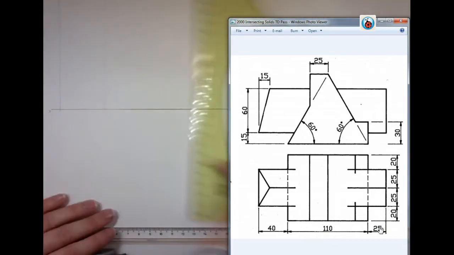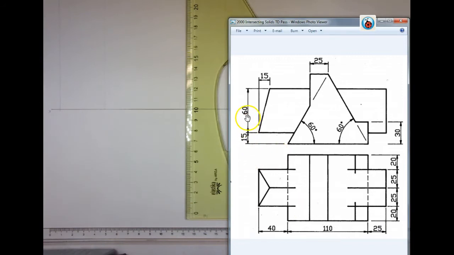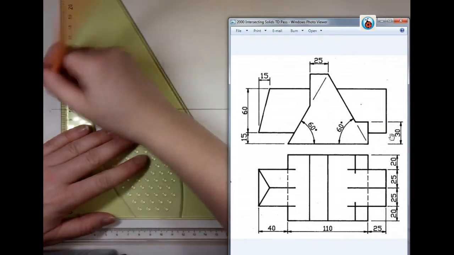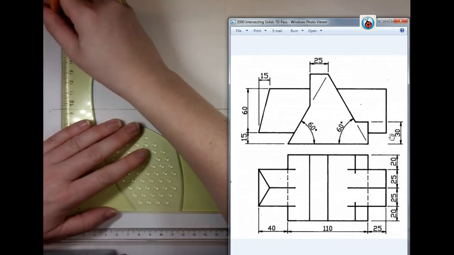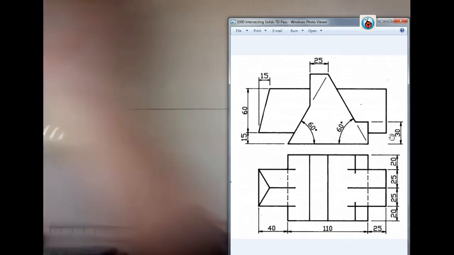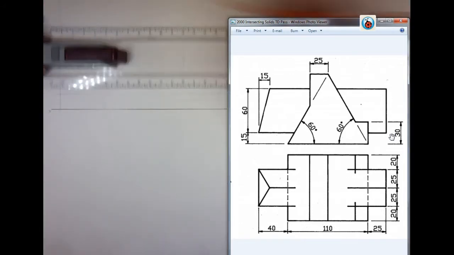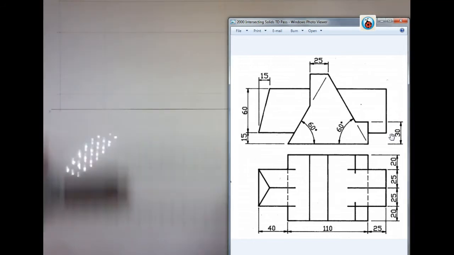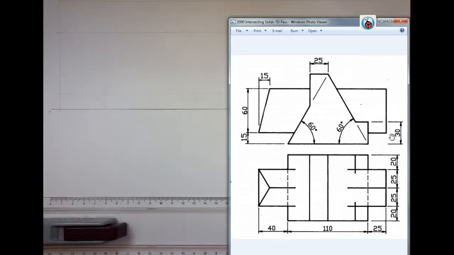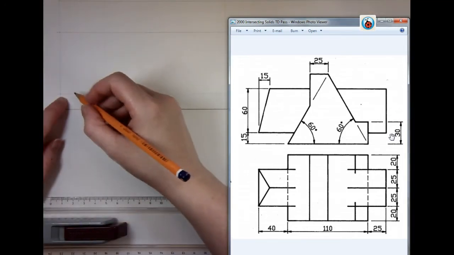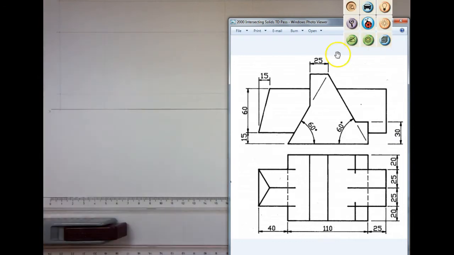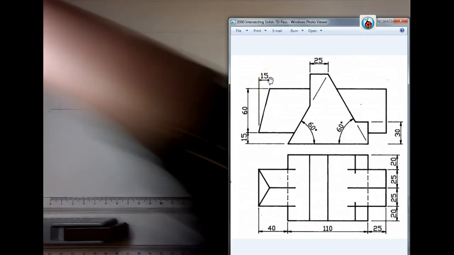Now my heights, I have a height of 15, 60 and 30. And from those 3 points, we're going to go horizontally across. I'm going to bring these the whole way across the page because they will be used to construct my side view in a moment. Now, for this measurement here, we have a 40. I'm told here I have a 15 for my triangle.